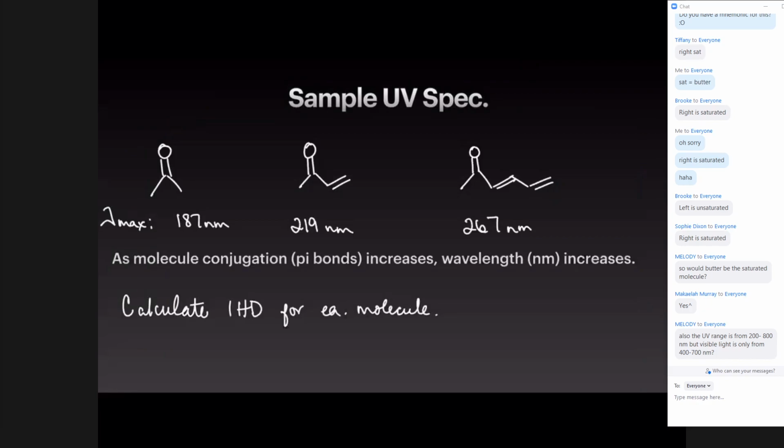So our sample UV spec one more time. Our lambda max for this, the molecule on the left, is 187 nanometers. And as you can see from left to right, the wavelength is increasing. So you also know from the previous slide that as the conjugation or pi bonds increase in the molecule, so does the wavelength. So can you all do a calculation for IHD for each of these molecules so we can see what we get?